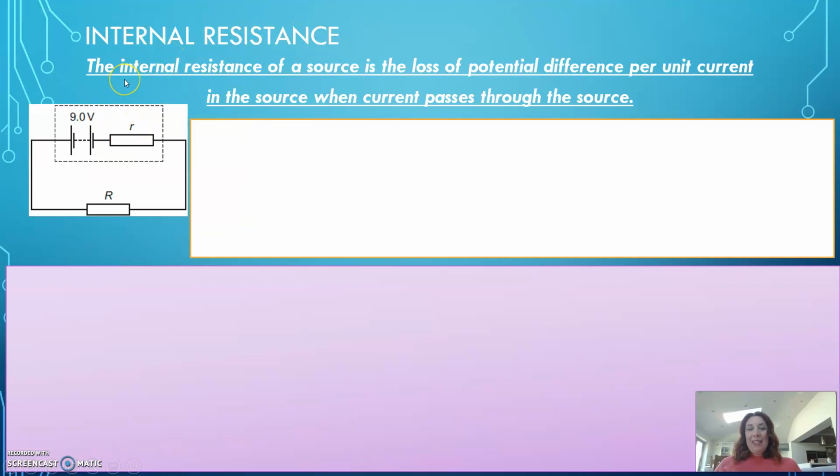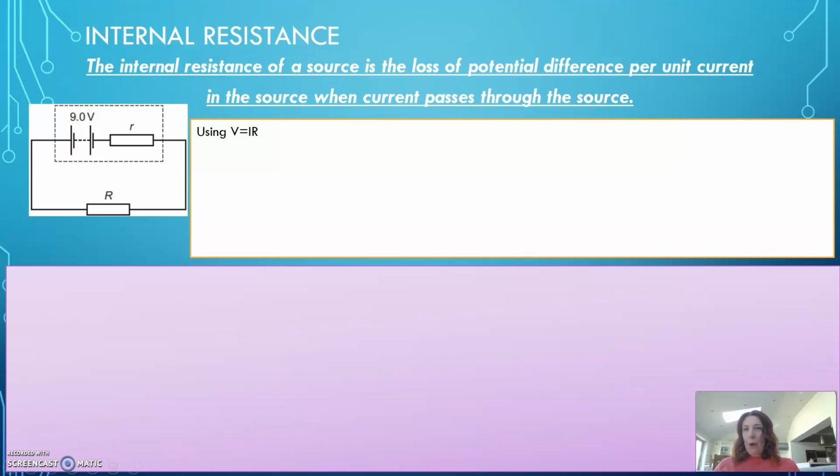So internal resistance, definition, you need to know the definition. The internal resistance of a source is the loss of potential difference per unit current in the source when current is passed through it. So if you think about this in terms of an equation, resistance equals potential difference divided by current, which comes from Ohm's law. If you're not using your phone and there's no current flowing through it, it doesn't get hot, so there's no internal resistance. Okay, it's only when you're using the power supply.